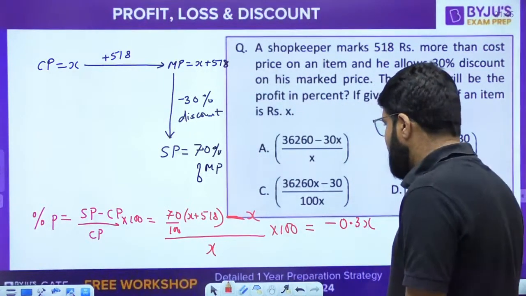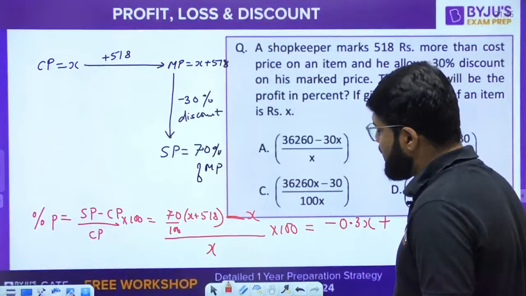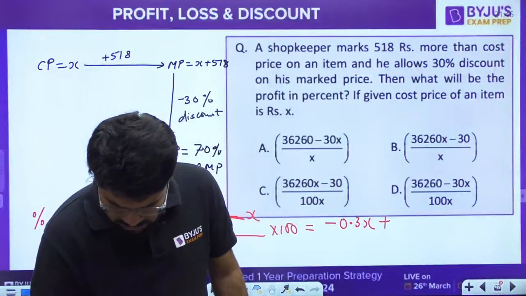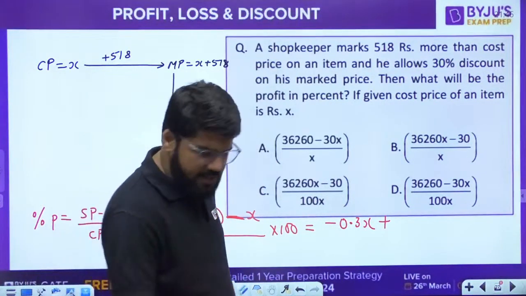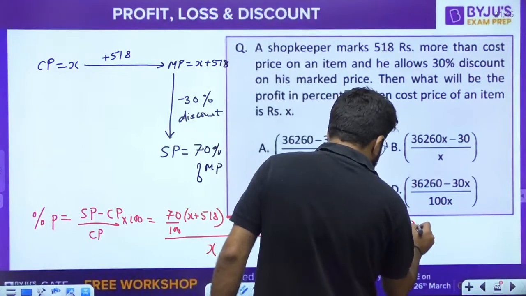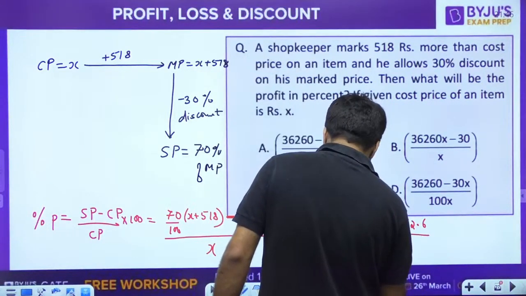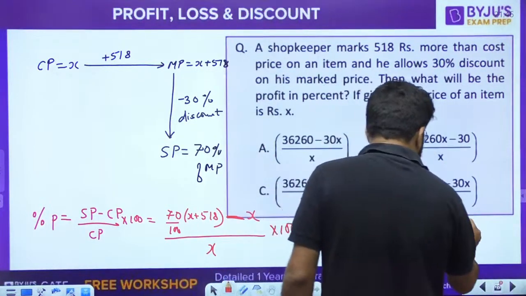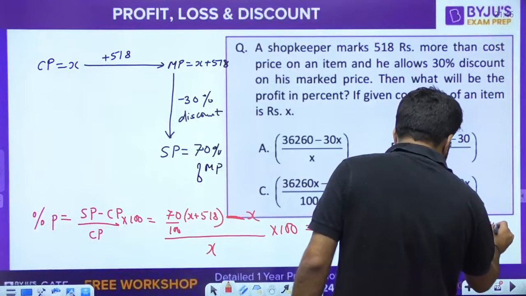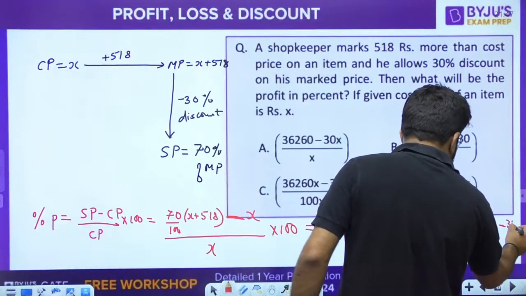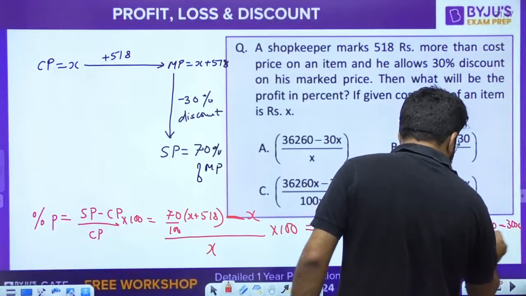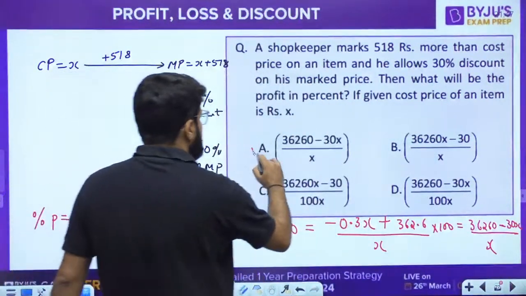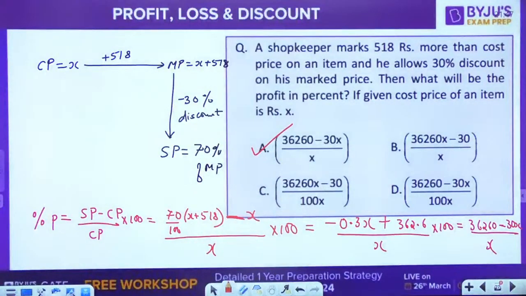I have separated that. Then we have 70% of 518. You can calculate on your own. Let me write down the answer: 362.6 divided by x into 100. If I do into 100, this is 36260 minus 30x, by x. 36260 minus 30x upon x, option number A.